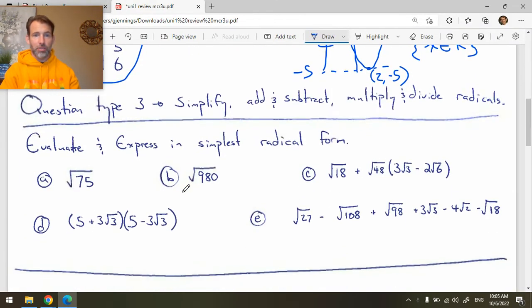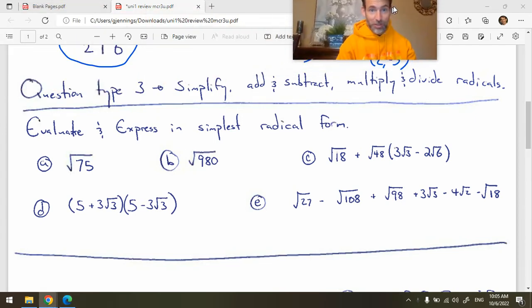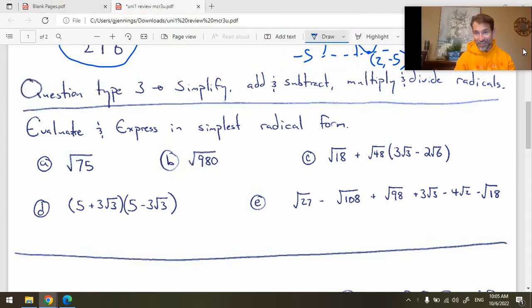We're going to look at question types number 3, where we're simplifying, adding and subtracting, and multiplying and dividing radicals. One thing I'd recommend that you always do with your math work is to keep it tidy. Keeping it tidy is going to eliminate so many errors, and you're going to be so pleased that you kept your work tidy. All right, so let's go for it.